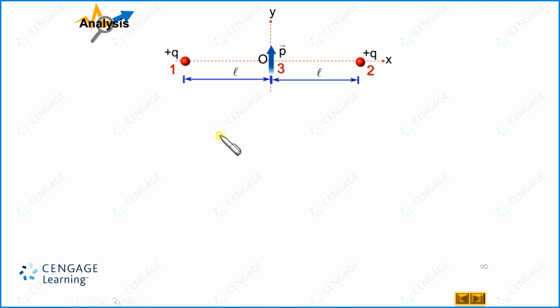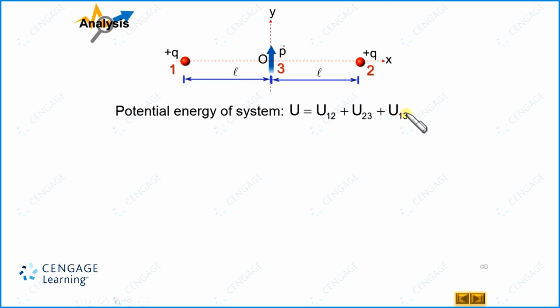That means we can write the potential energy of the system as U12 plus U23 plus U13. This is U12 for these two charged particles, U23 for the dipole and charged particle, and U13 for the dipole and charged particle again. Here we can write U32 or U23, both are applicable. Here again we can write U13 or U31. This can be written as U12 or U21. Both results will be the same.